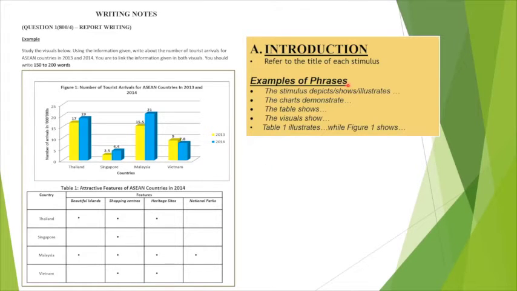These are some examples of phrases that you can use to construct your sentence. For example, the stimulus depicts, shows, illustrates. Stimulus, that means I'm talking about one stimulus, so the verb will be a singular verb. The charts demonstrate, charts, plural, so a plural verb. The table shows, portrays, illustrates. The visuals, plural, so we have a plural verb.